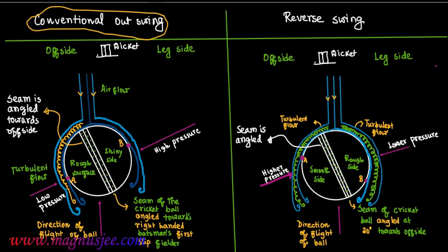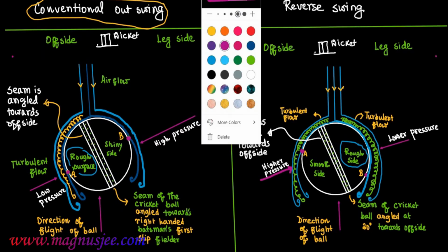On the right hand side, for reverse swing, the seam is angled towards offside, same as the conventional outswing. For conventional outswing, the seam side of the cricket ball should be rough, and for reverse swing, the non-seam side of the cricket ball should be rough in nature.